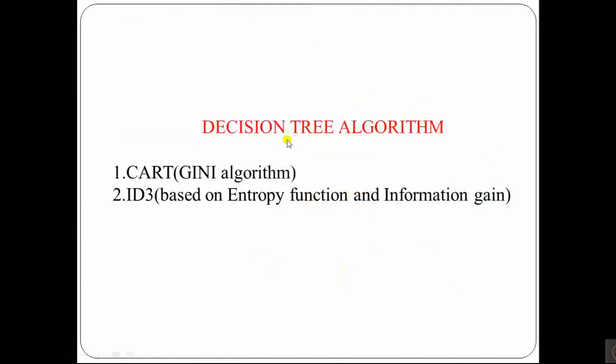In this decision tree algorithm, there are two types available. One is CART, that is the Gini algorithm. Another one is ID3. This ID3 is based on the entropy function and information gain.